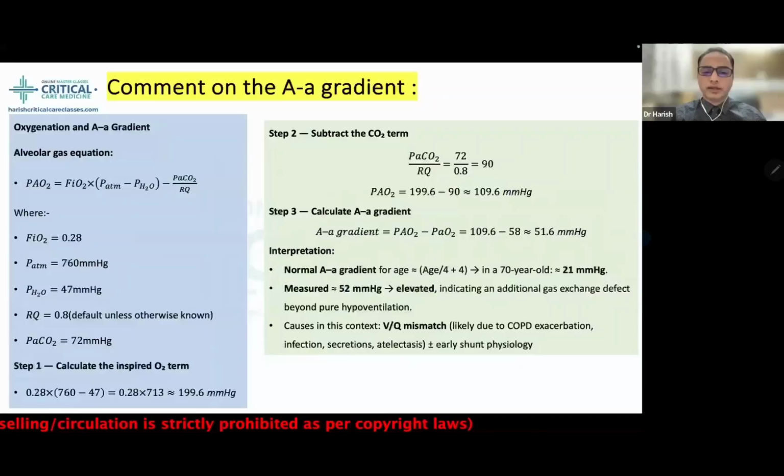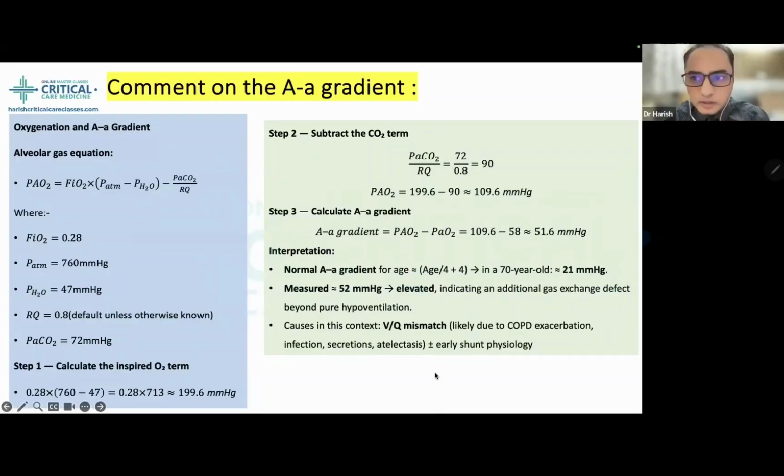So causes in this context: maybe the patient has a VQ mismatch, likely due to COPD exacerbation secondary to infection, secretions, atelectasis. Plus or minus, there might be early shunt physiology. So that is the interpretation of a high AA gradient, beyond what we expected in this particular patient, which is obviously true here.